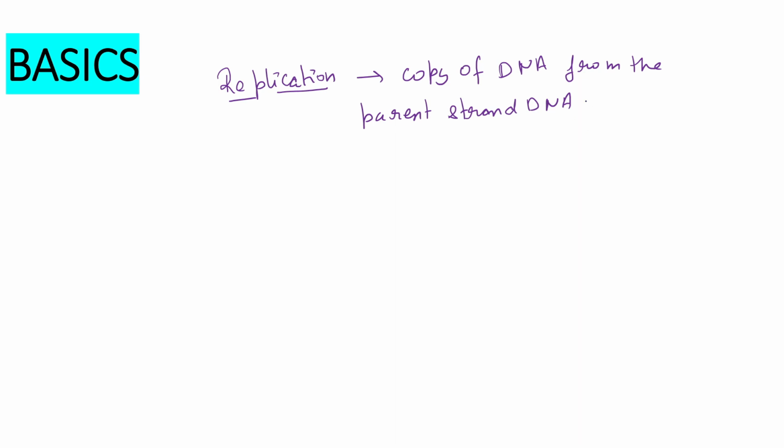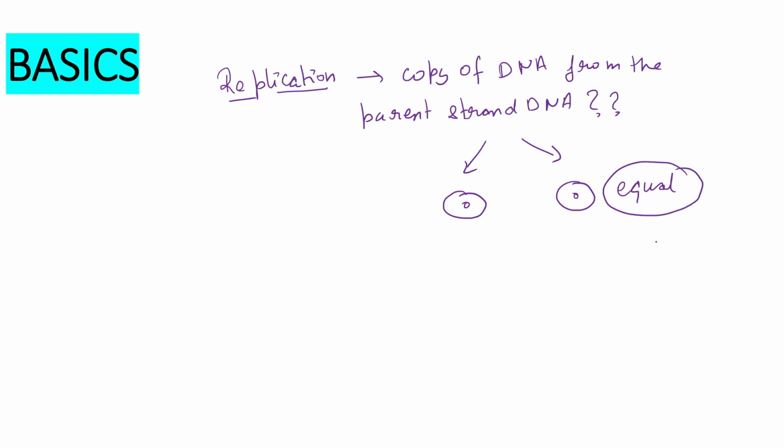And why do we need replication? Because at the time of mitosis, when the cell divides, we need equal distribution of genes, or for that matter every organelle. We need organelles to be distributed equally in both the cells. So during the time of cell division, DNA replication occurs.